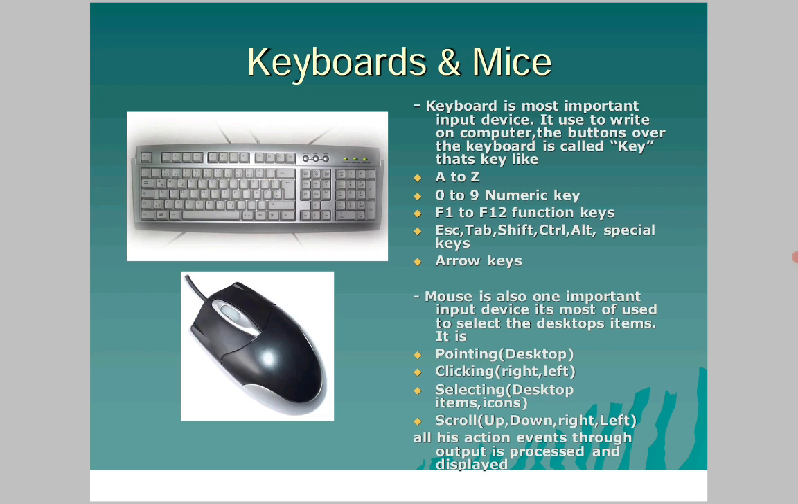So mouse is also called a pointing device. Pointing device means by using a pointer we may select various objects, icons and applications like that. So mouse generally has two buttons, the left and right button.